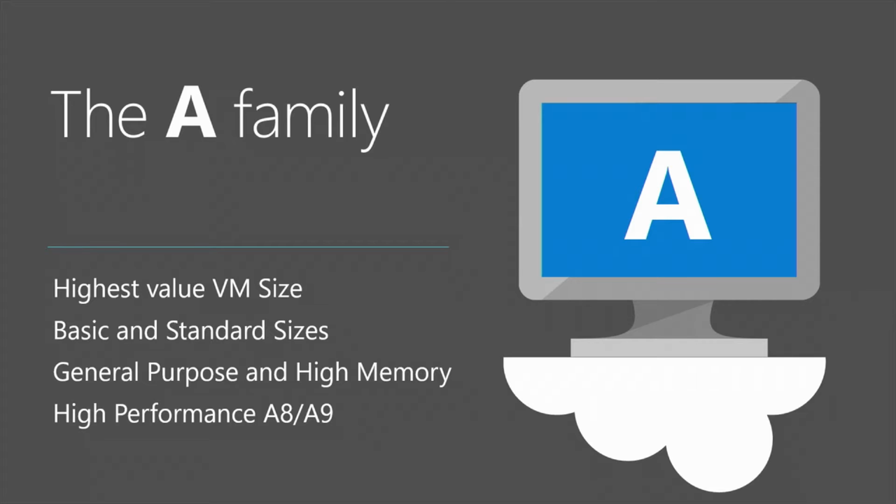We have a couple of different sizes. We have basic and standard size machines. And of course, those machines go up. So if you're running high performance, then we go from our A8, A9 up to A11 kind of machines, and we have a bit more memory.